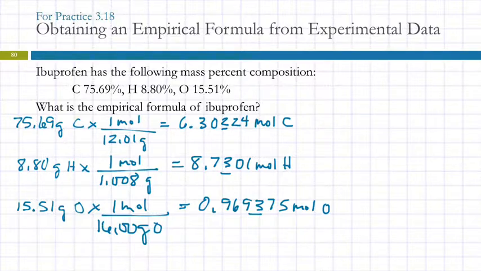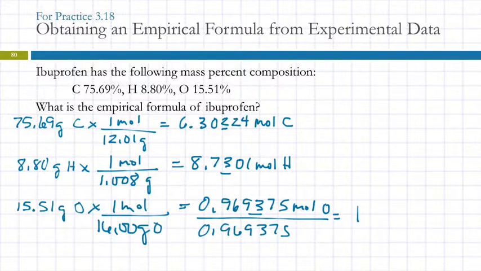So we figure out the moles of each element, and then we need the ratio. So we take the smallest number of moles and we divide everything by the smallest. So this time this is the smallest. So that one ends up being 1. That's nice. Then we've got this one divided by 0.969375.